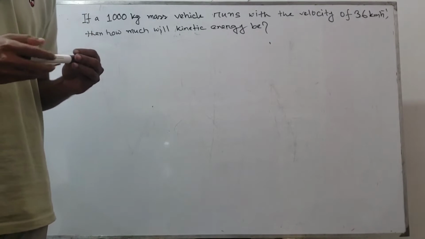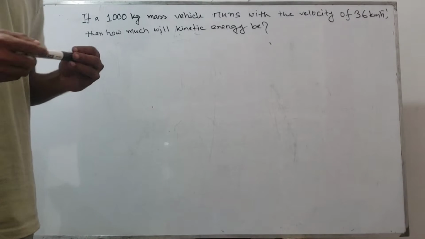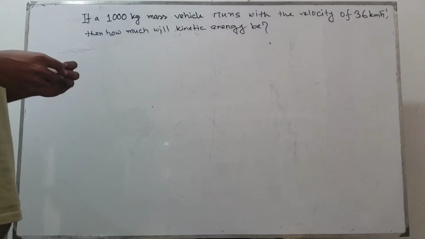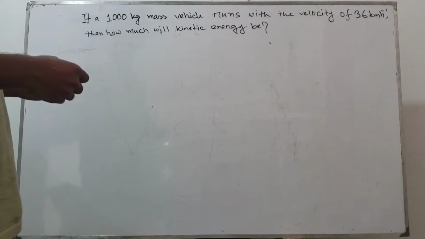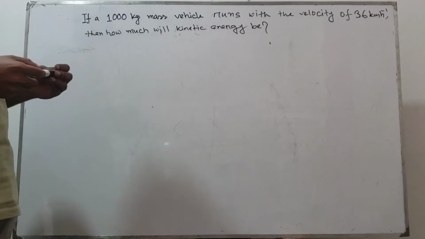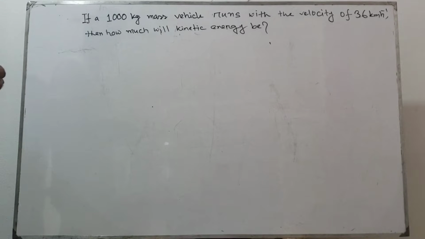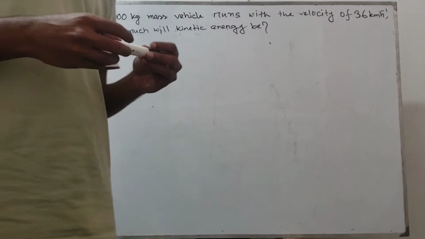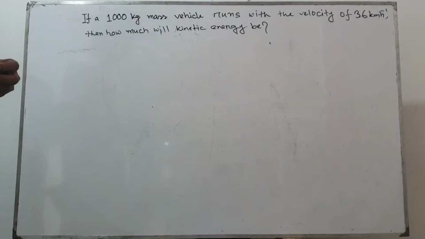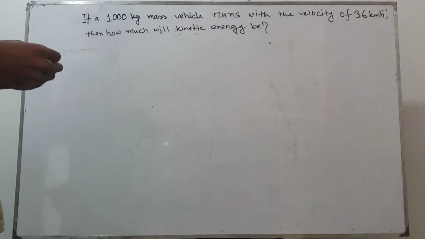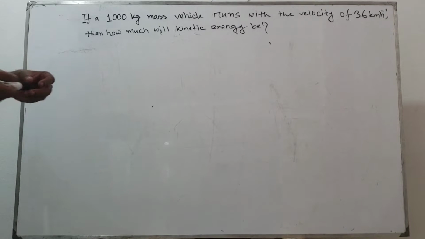Today I have come in front of you with another video, which is from Chapter 4, Work, Power, and Energy. Here you are noticing a question which is related to kinetic energy. We know that energy has two kinds. There are several kinds of energies in the world, but specifically we can divide it into two categories: kinetic energy and potential energy.